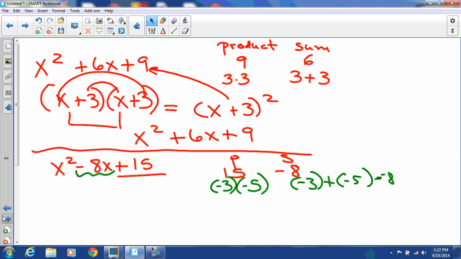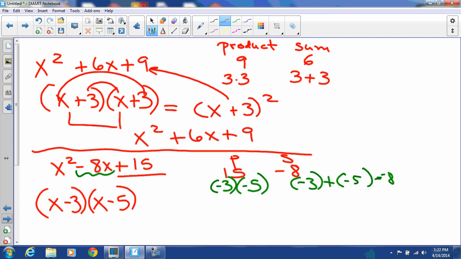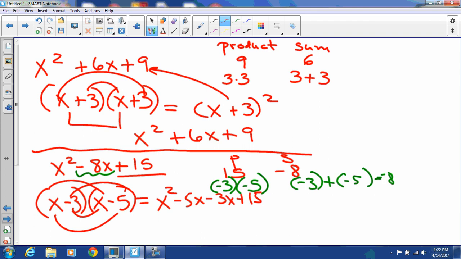Therefore, my factored form of this trinomial is x minus 3 times x minus 5. Again, I can check it using FOIL. My first two terms are x squared. Outside is negative 5x. Inside is negative 3x. And my last is negative 5 times negative 3, which is positive 15. My middle two terms, when added together, are negative 8x, and I have x squared minus 8x plus 15. I have factored correctly.